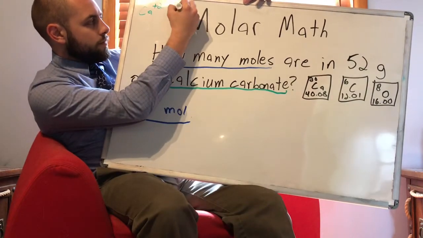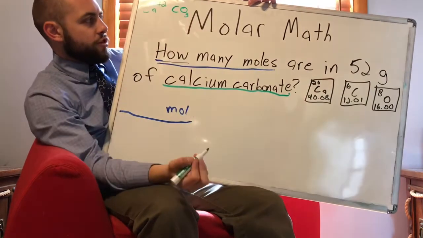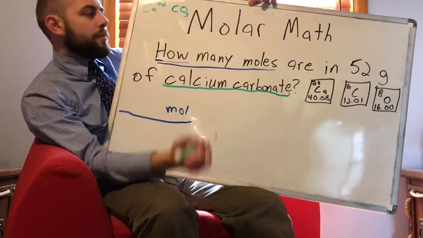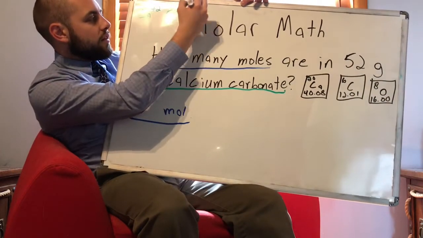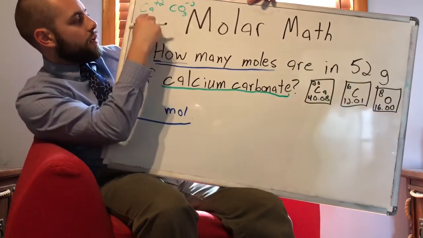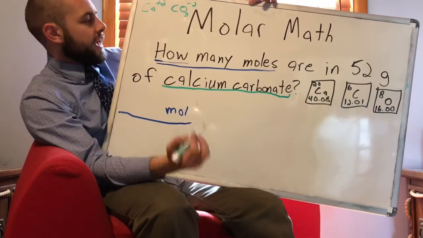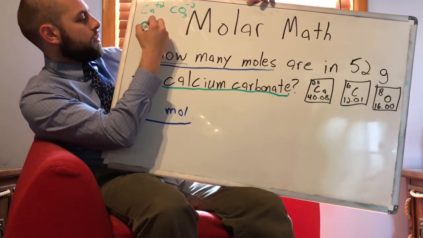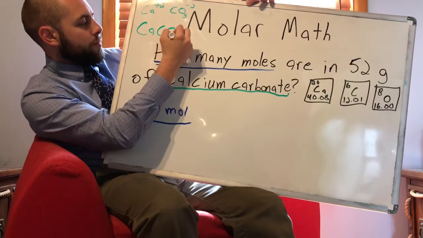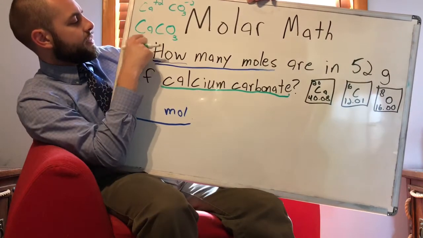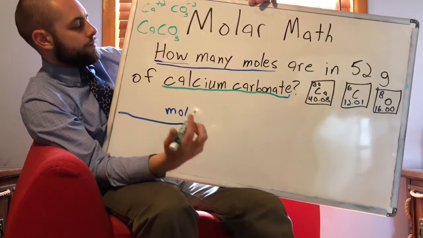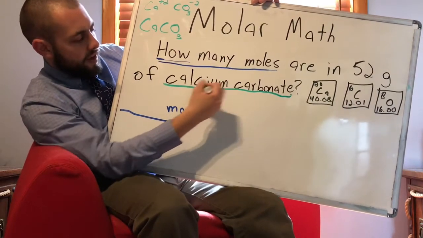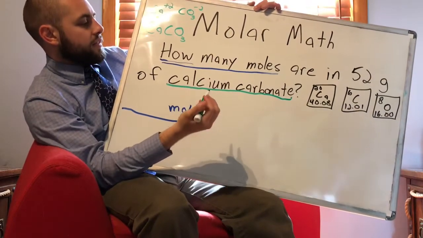Carbonate is CO3, and it's going to have a common oxidation state of -2. +2 and -2, these cancel each other out. So my balanced formula is CaCO3. So calcium carbonate, this is CaCO3.